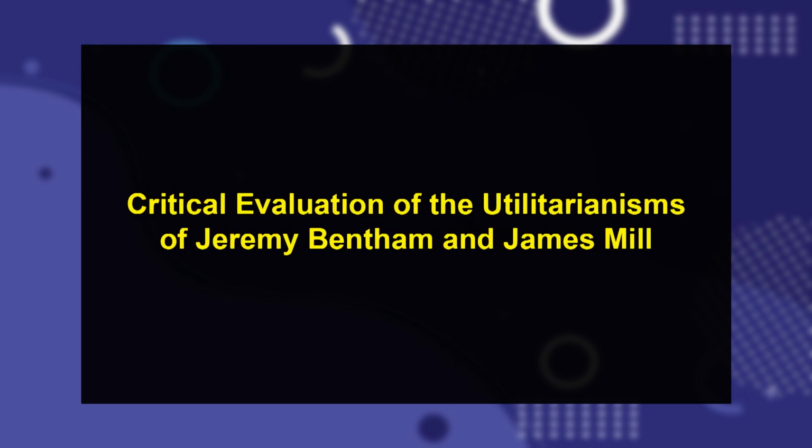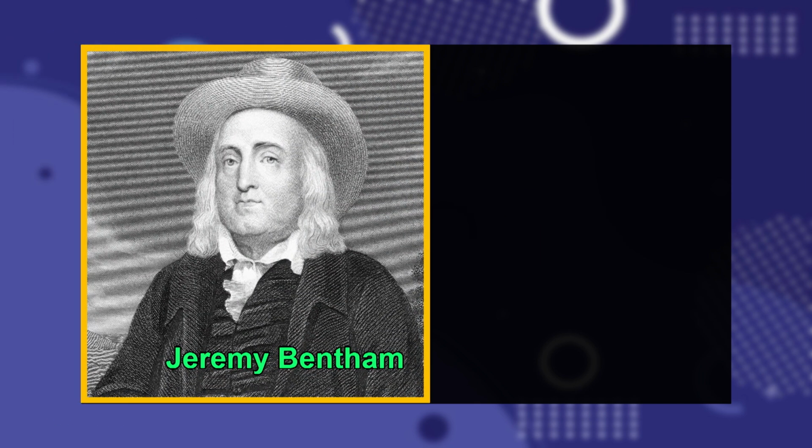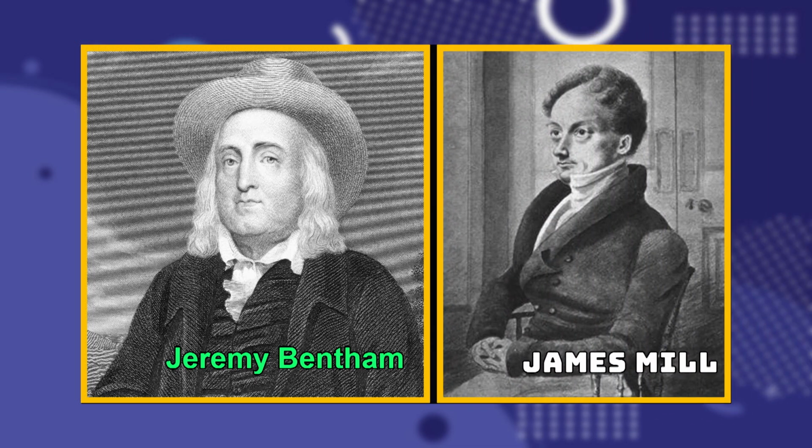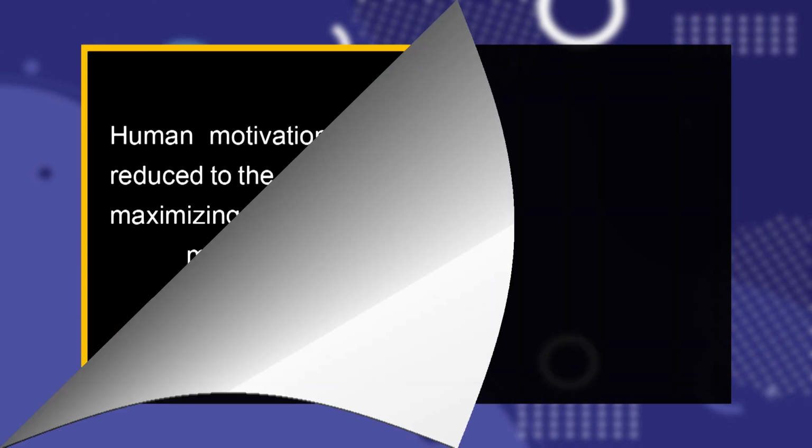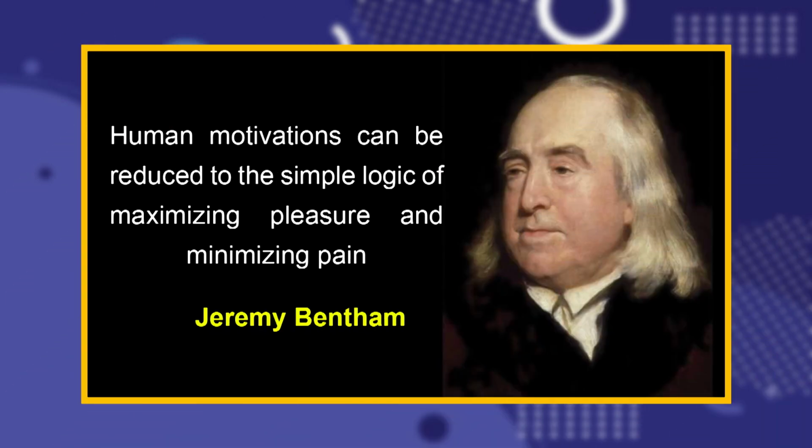Let us move ahead to critical evaluation of utilitarianisms of Jeremy Bentham and J. S. Mill. Jeremy Bentham and his ardent follower J. S. Mill had a broadly similar understanding of utilitarianism. Bentham believed that human motivations can be reduced to the simple logic of maximizing pleasure and minimizing pain. He saw pleasure and pain as the two sovereign masters of all humans.